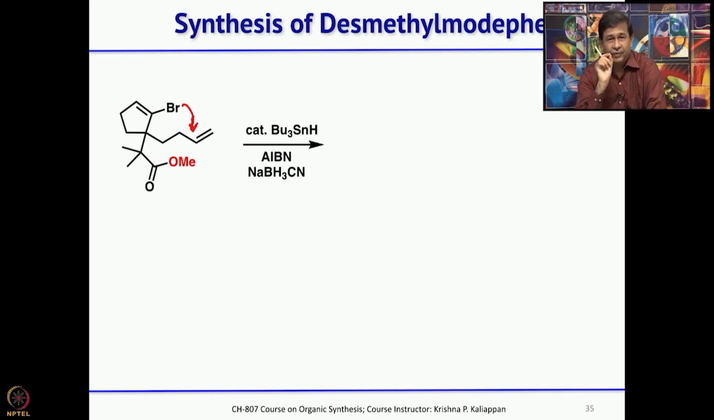So when you want to do radical cyclization, you can use a stoichiometric amount of tributyltin hydride and a catalytic amount of AIBN, or one can also use a catalytic amount of tributyltin hydride, a catalytic amount of AIBN, but a stoichiometric amount of sodium cyanoborohydride. So what does it mean? That is, the tributyltin halide which is formed can be further reduced with sodium cyanoborohydride or sodium borohydride. That is how one can use tributyltin in catalytic amount.